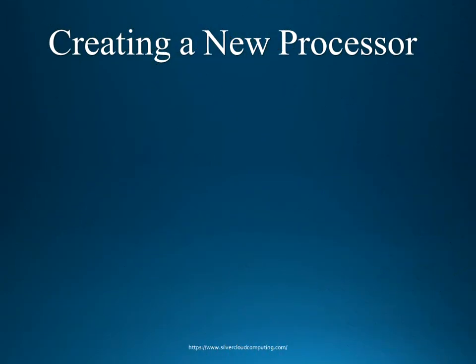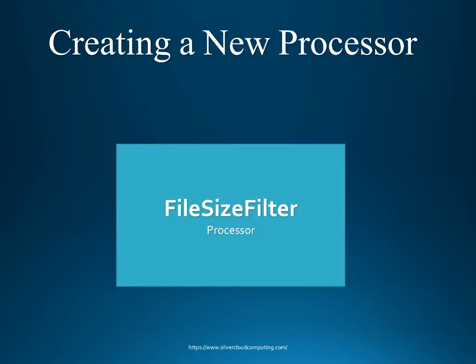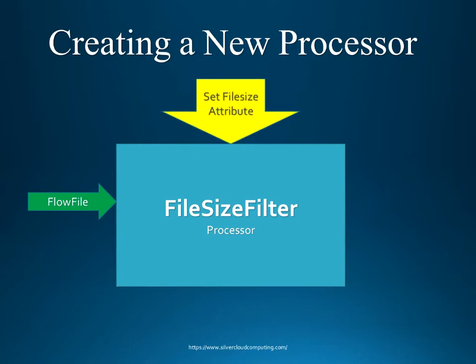And create a new processor. What this processor is going to do, I'm going to call it file size filter processor. And what it's going to do basically is accept a flow file, and it's also going to accept an attribute that's going to define a flow file size.